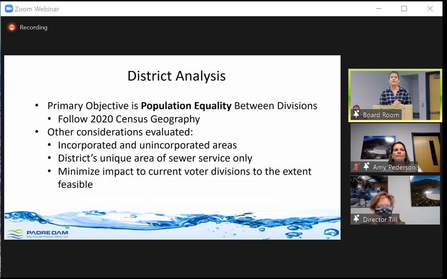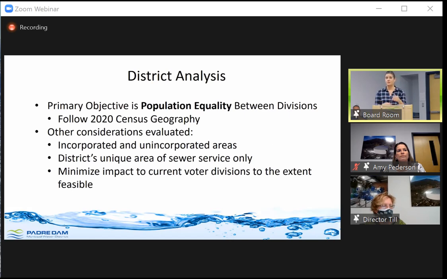The goal of our analysis, as mentioned, was population equality between divisions. I will be presenting two options today. Both options are below the 10% threshold of total population deviation between divisions. And both options follow census block or block group geography.